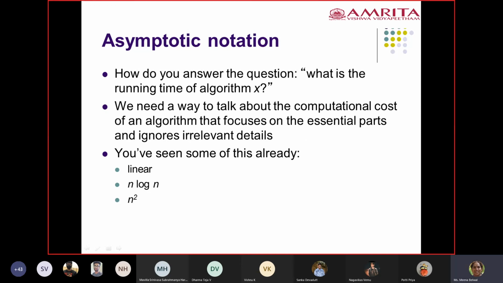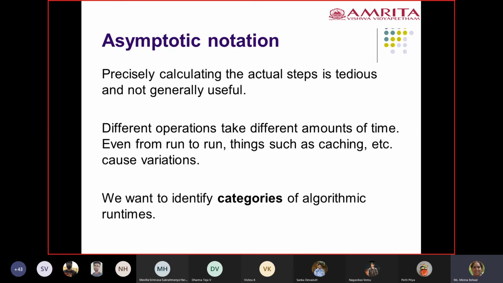Okay, so you have already seen some of the complexities. You have seen linear complexity. You have seen n log n complexity, which is not linear, but linear multiplied with a logarithmic component, and you have also seen n square complexity. You have seen all kinds of asymptotic notation, right? So precisely calculating the actual steps is tedious and not generally useful. Different operations take different amounts of time, and even from run to run, things such as caching cause variation.